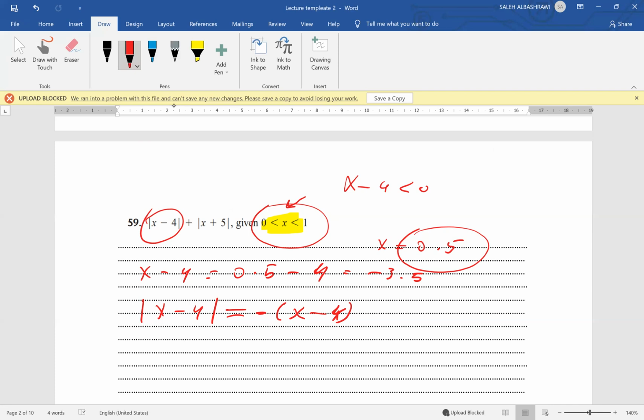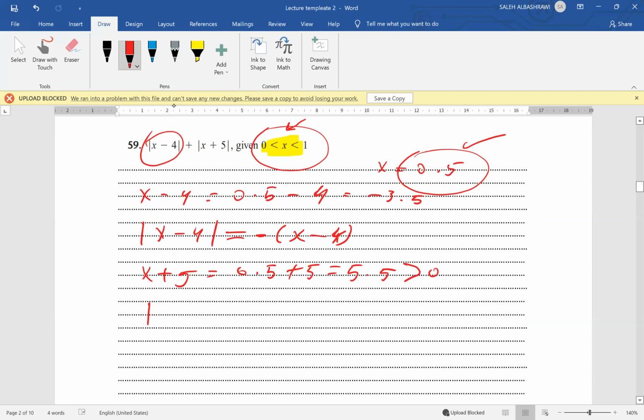Now the other one, the absolute value of x plus 5, using the same number. If I replace x by 0.5, it is 0.5 plus 5, which is equal to 5.5, a positive number greater than 0. This means the absolute value of x plus 5 is equal to x plus 5, because it is positive. So I can remove the absolute value without changing anything. Now I need to combine these together.